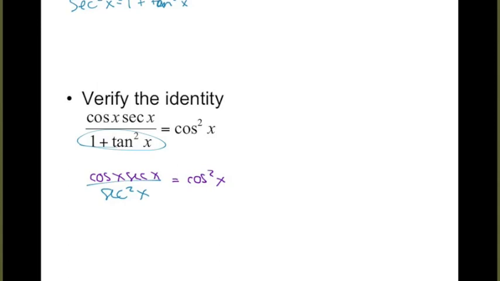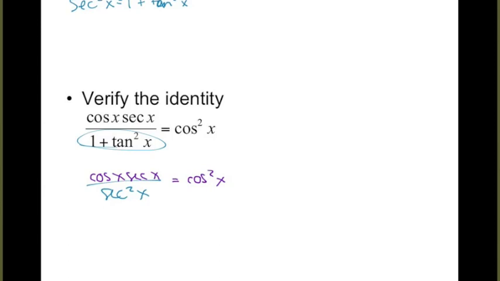When I do that, I now have a secant on the top of the fraction, and I have a secant on the bottom of the fraction. Because this is all multiplication in this fraction, we can cancel. If this was cosine plus secant, you cannot cancel. Okay? Many of you will want to.